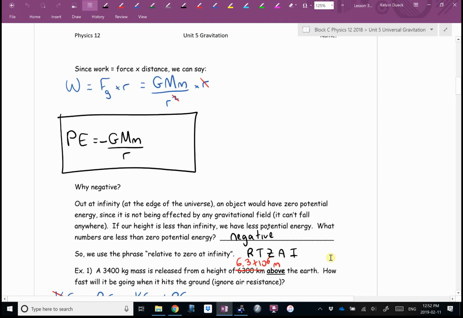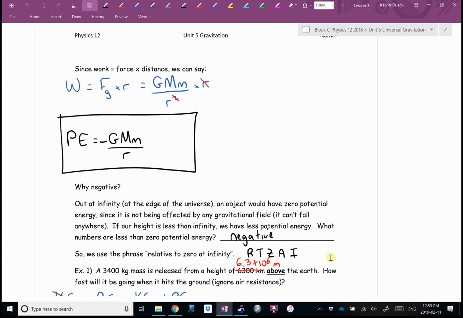We said if you were all the way out, infinitely away at the edge of the universe, that's where you would have no potential energy. And the reason you would have no potential energy is there was no gravity acting on you, which meant if you shut your rocket engine off, you would not fall. You would just stay there. And if you wouldn't fall, how much energy do you have? Zero.